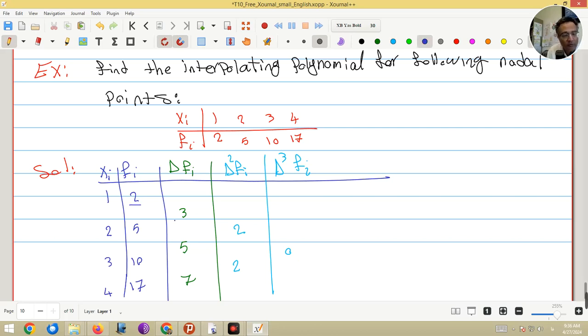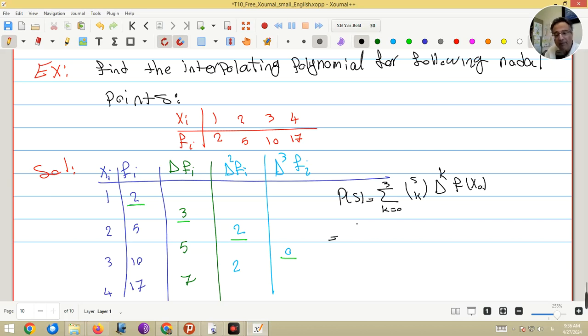I have to use this one. Let me mark it by something else. This one, this one, this one, and this one to compute the interpolating polynomial. But first of all, I have to compute P of s, and after that I have to change the variable from s to x. So let me write P of s to be the sum for k equal to 0 to 3 of combination k of s, delta k f of x0.